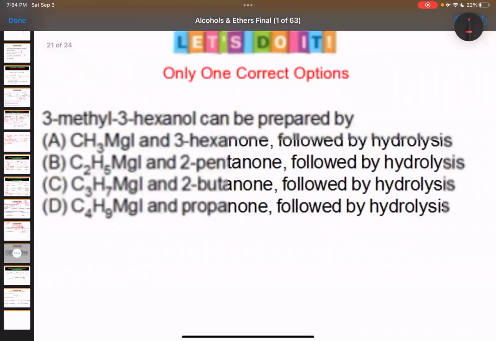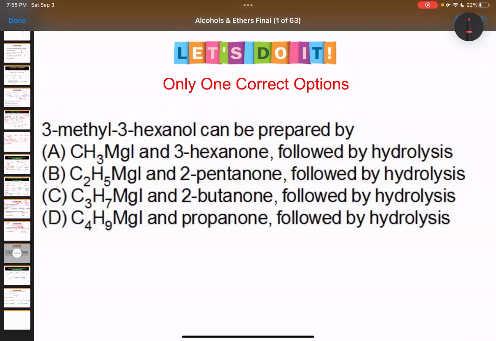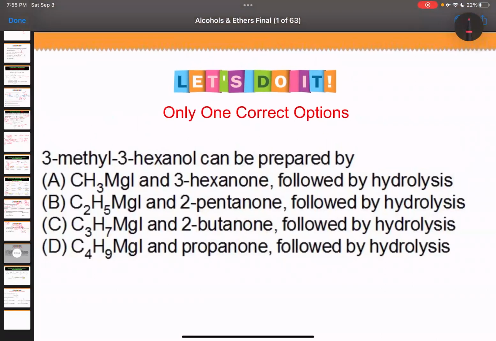Okay, let's do this problem. It is a simple problem, but it needs to be read very carefully because there are so many names written over here, and you need to be careful dealing with so many names so that you don't make a mistake.